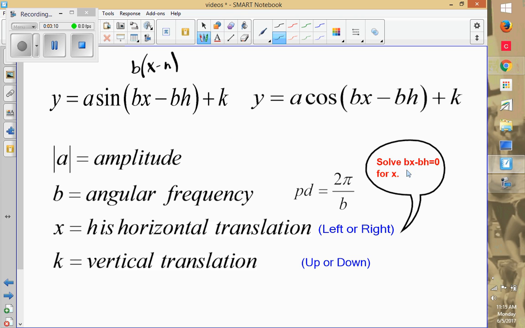So since we have bx minus bh inside the parentheses, we want to just take that value and solve for x. That's going to, since the b kind of gets in there, solving for x helps us figure out our horizontal translation since it is a little different. And the k is going to be just the k value outside.